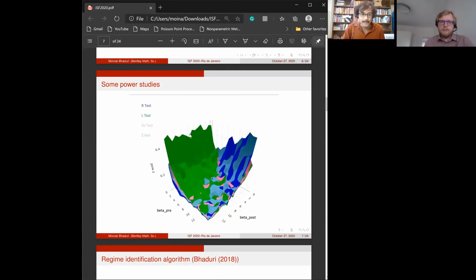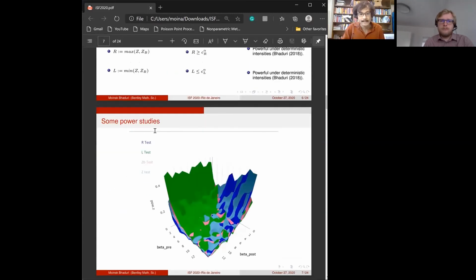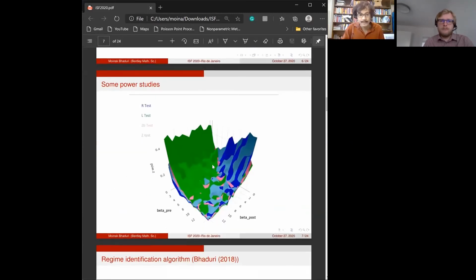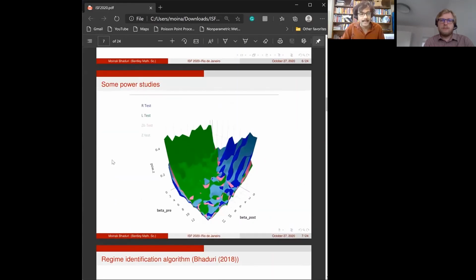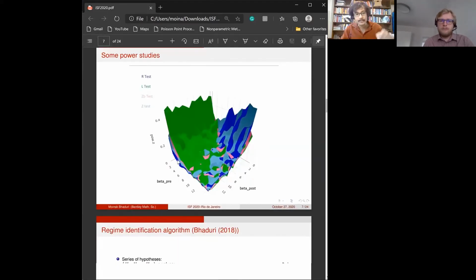So the green surface is the left-based test, I guess, yes. And the blue is the R-based maximum test. And you would notice that there is no clear uniform winner. There is an asymmetry in these power mountains about this diagonal. Now, this power exercise helps you check whether you have a change at all. It doesn't help you locate it. It doesn't help you find the precise location.